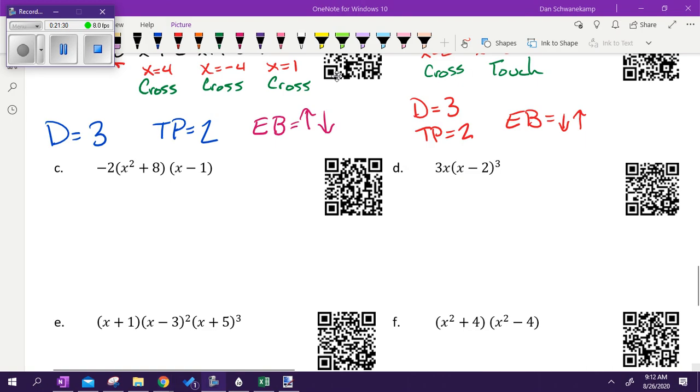Go. Maybe some of the other ones we've done. -2, x squared plus 8 and x minus 1. Anyone confident in where they think the real zeros are going to happen? What do you think, Sophia? X equals 1. Good. So when we set this thing up, we're taking each factor and setting it equal to 0. Okay? So we take each factor.